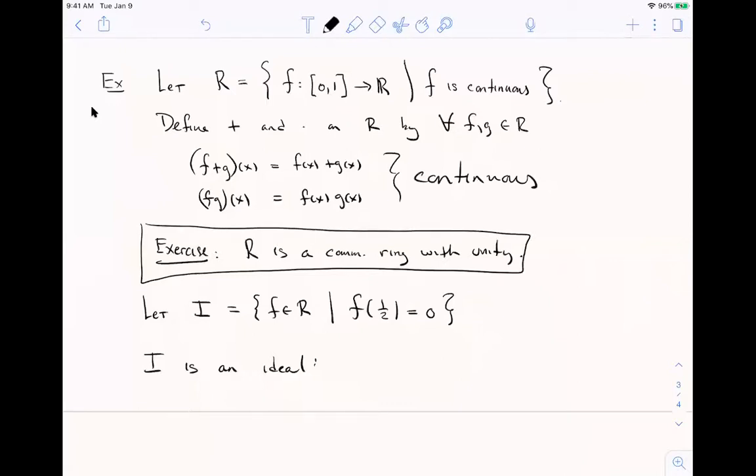All right, so you can show that it's an abelian group. Tell me what the inverse is, what the additive identity is, show me that multiplication is associative, distributive, tell me what the multiplicative identity is. Okay, so I'm going to leave that as an exercise.